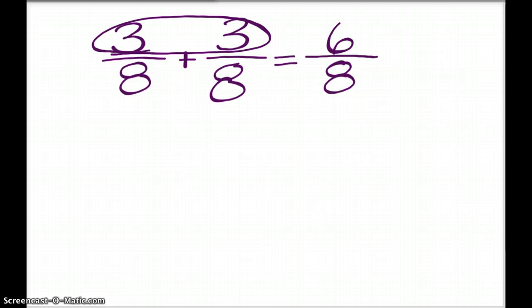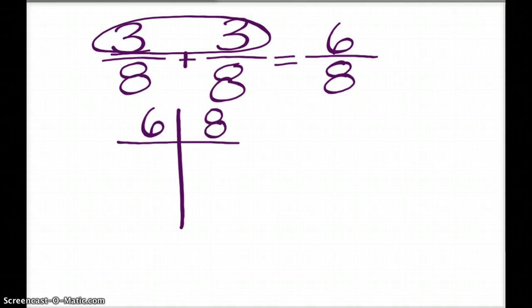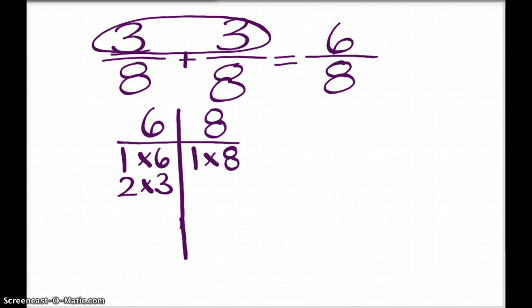To put this fraction in simplest form, we're going to make our t-chart. We're going to put 6 and 8 in our t-chart. We're going to think about all the ways we can multiply to get 6 as our product. In other words, we're going to be coming up with the factors of 6. So to get to 6, we can do 1 times 6 and 2 times 3. To get to 8, we can do 1 times 8 and 2 times 4.